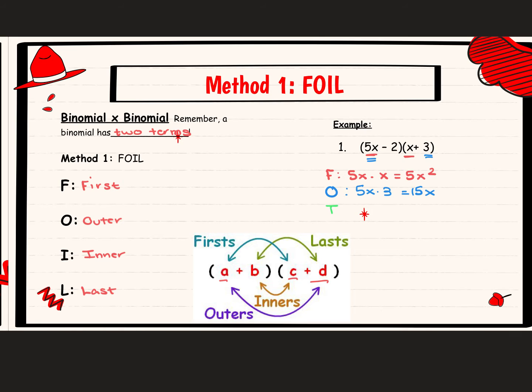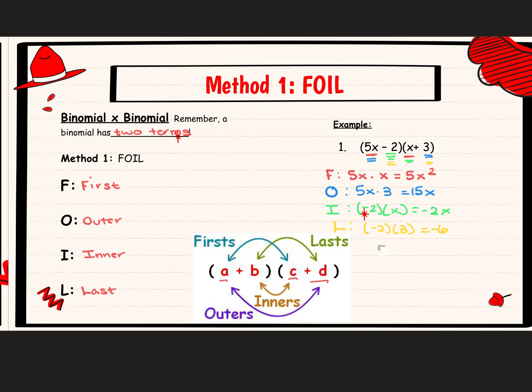Then let's look at our inner, those terms on the inside. So I have negative 2 and x that I'm multiplying. So I have negative 2, in parentheses, times x, which gives me a negative 2x. And then looking at my last terms, I have negative 2 and positive 3. So last is negative 2 times positive 3, which is going to give me a negative 6. So now I'm going to take each of those terms. I have 5x squared.